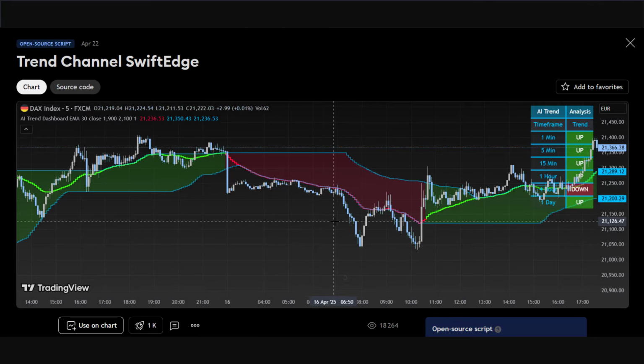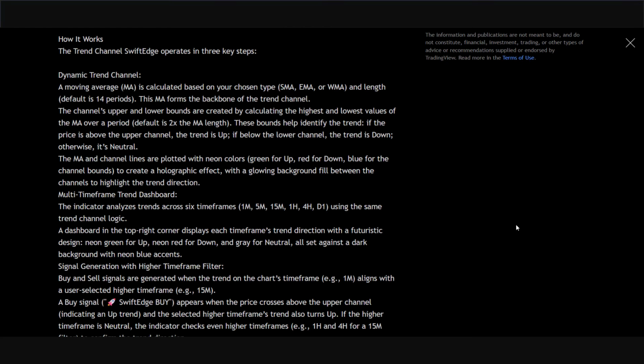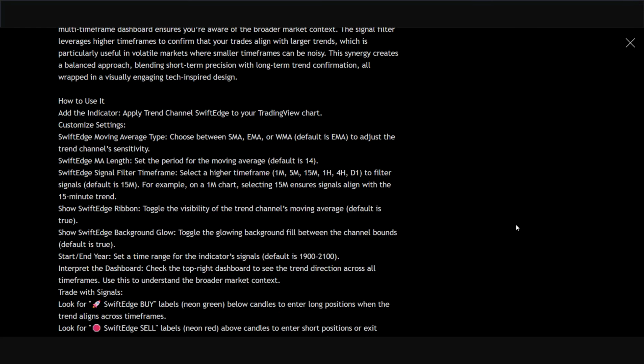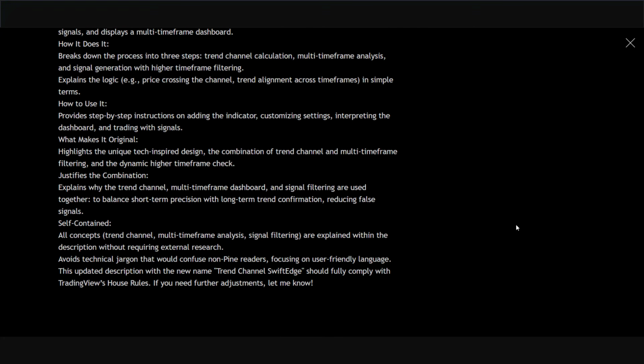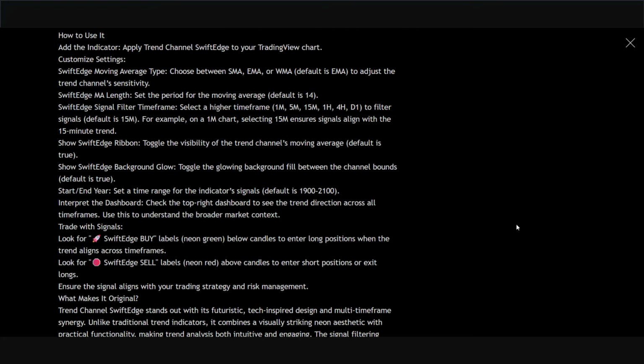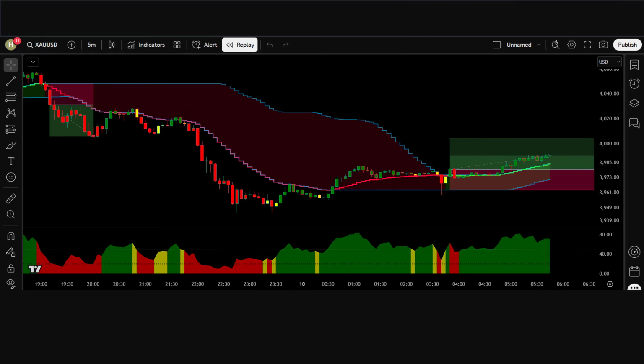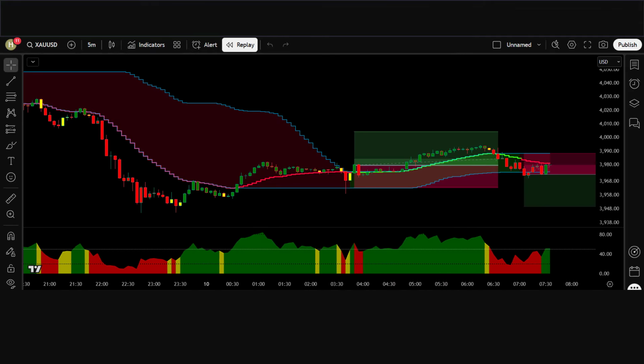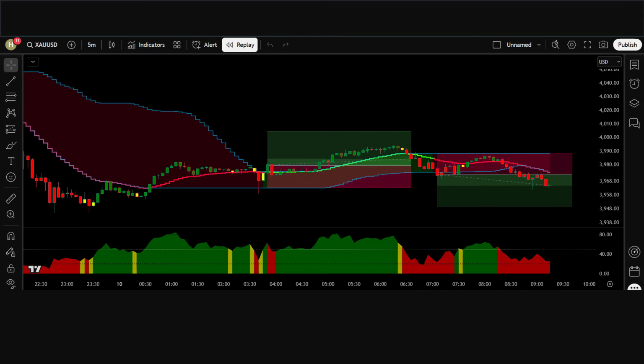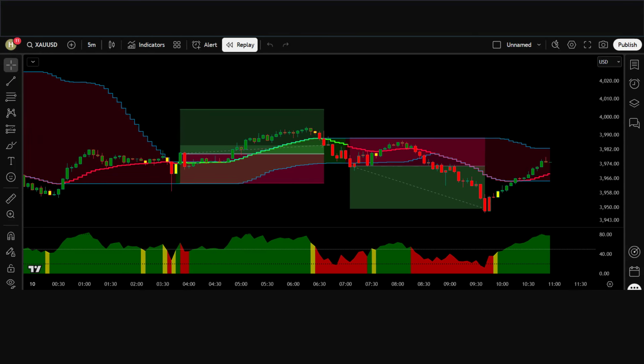Meet the Trend Channel Swift Edge. It's an AI-driven indicator that draws a dynamic channel around the price. But its real power is multi-time frame confirmation. A dashboard in your corner shows you the trend across 6 time frames, from the 1 minute to the daily. A signal arrow only fires when at least 5 of those 6 time frames agree on the direction, confirming that the move has real momentum.